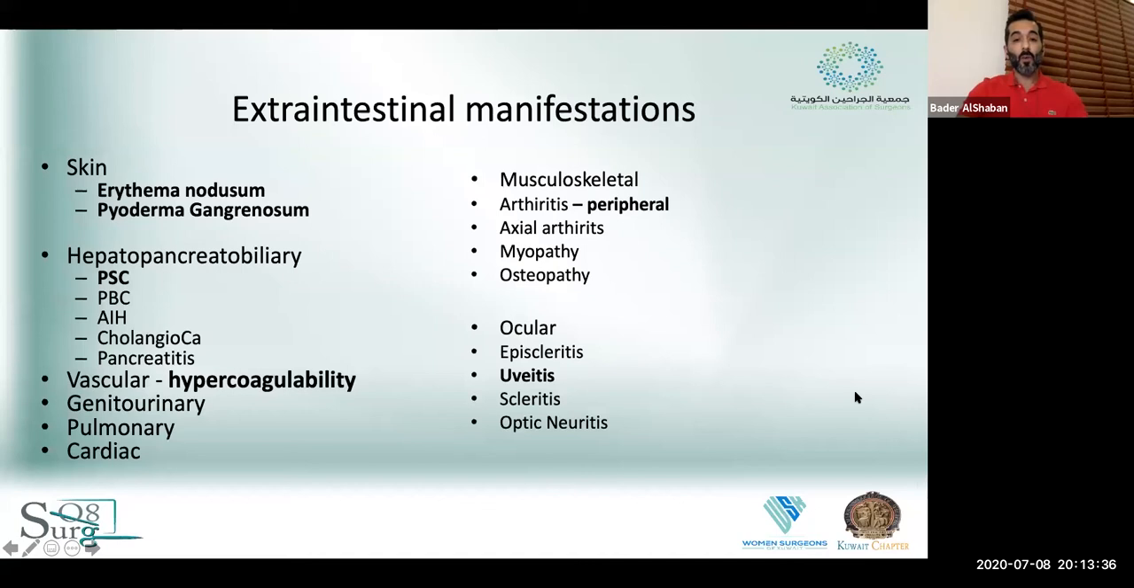And when it comes to operating on these patients, it is worthwhile noting that out of all of these extraintestinal manifestations, the one that tends to improve the most is the erythema nodosum, unlike the others, which do tend to persist after operating on the patient sometimes.